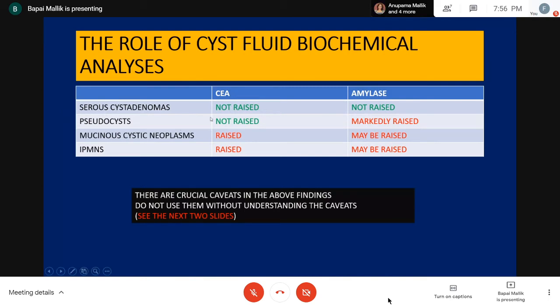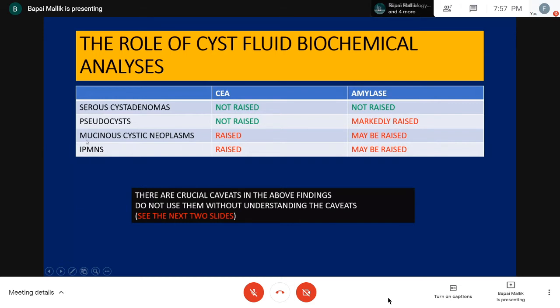In pseudocysts, the CEA levels are typically not raised, but the amylase levels are markedly raised. They are raised to the level of thousands, okay? They're not just slightly raised. In mucinous cystic neoplasms, this is the key: the CEA levels are raised in mucinous cystic neoplasms and raised in IPMNs. This is the general rule, but remember that the levels of amylase may be raised in IPMNs as well as mucinous cystic neoplasms.